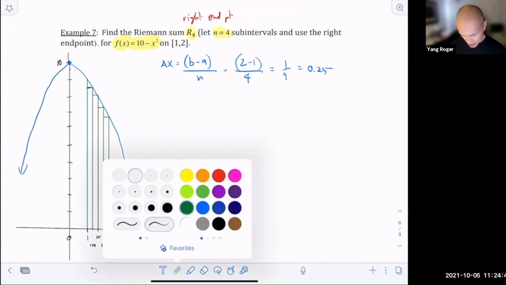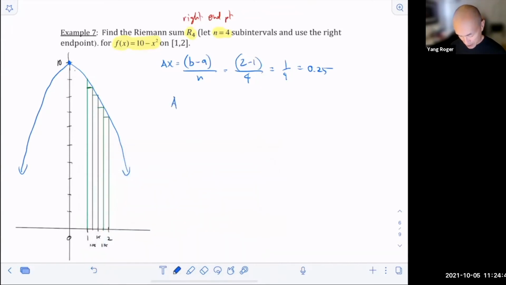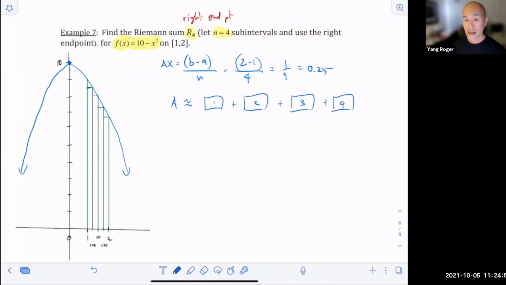So I'm still going to kind of stick with the same style I did before. The area is approximately equal to the area of rectangle 1 plus the area of rectangle 2 plus the area of rectangle 3 plus the area of rectangle 4. And we just need to figure out what each of those things are. So we know we're going to have f of something times the width, which is 0.25. What number would you put in here first? Any thoughts? What number would you put there?